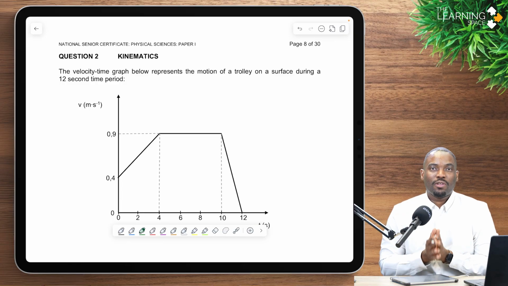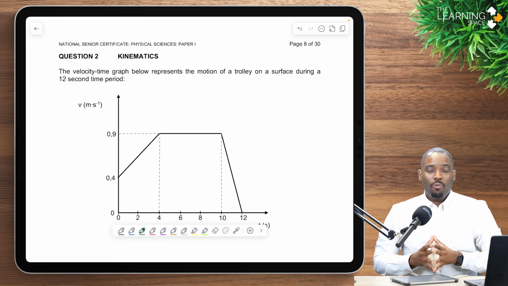Alright guys, let's get exam ready with last year's IEB final physics paper. We're going to start with question 2.